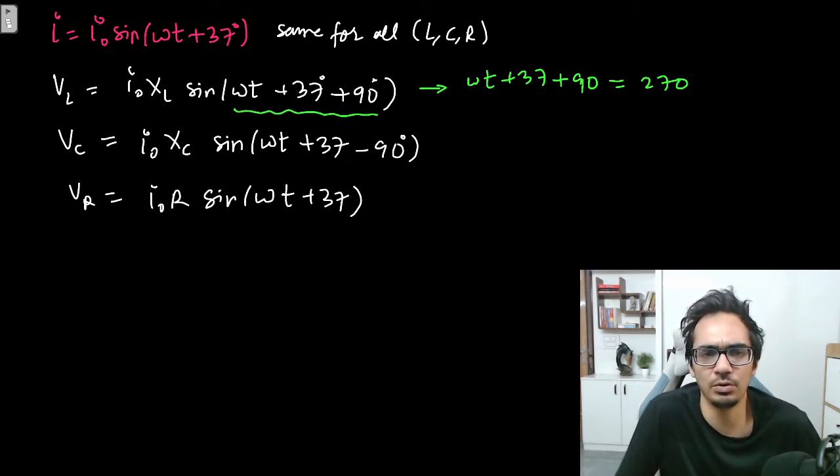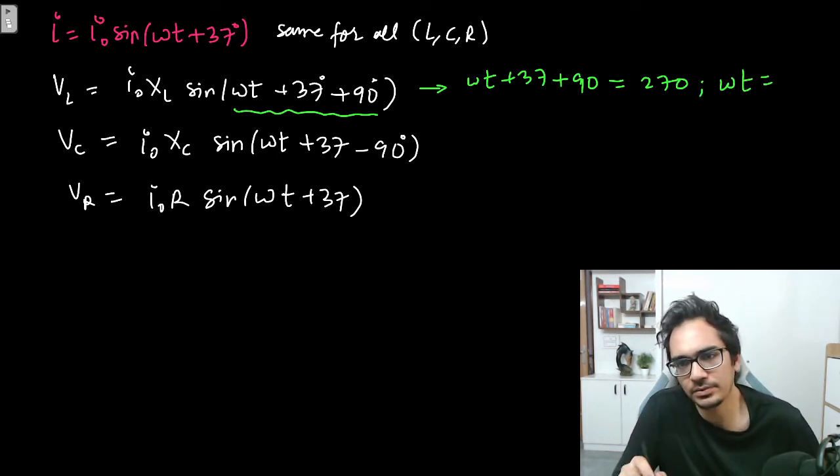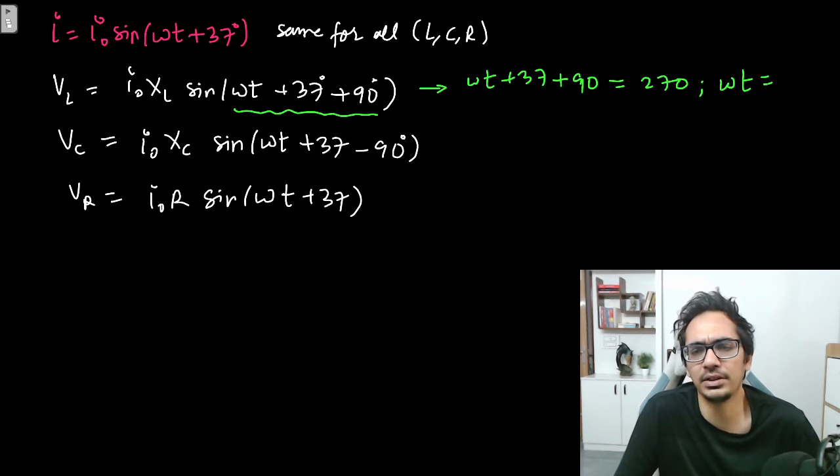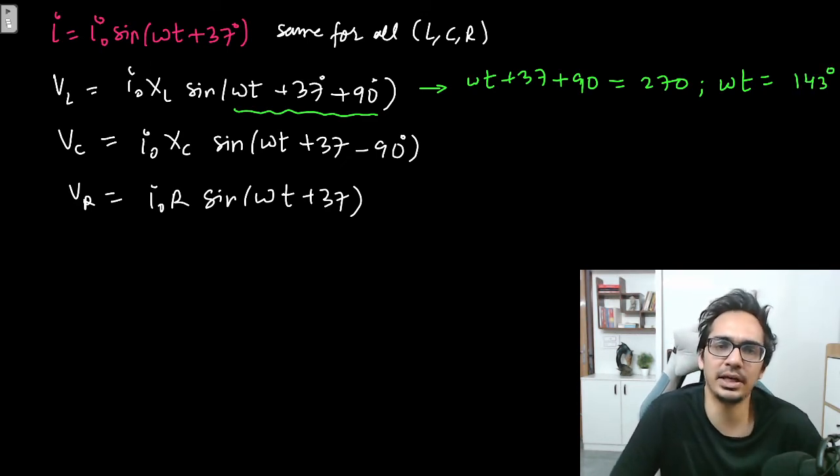So what is the value of omega t? Omega t is equal to 270 minus 90, which is 180, then 180 minus 37, which is 143. So when omega t is 143 degree, it will become sine of 270 degree, and sine 270 degree will be minus 1. So even if it is minus 1, magnitude wise it is maximum.